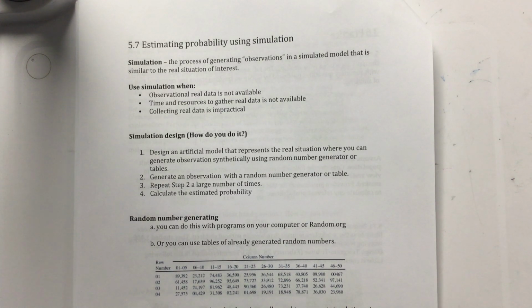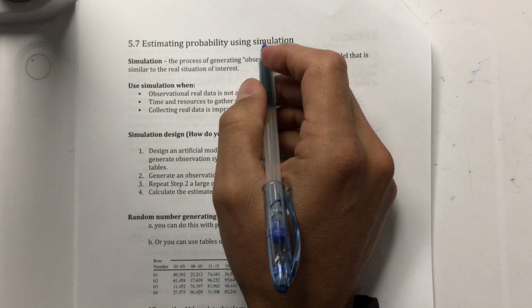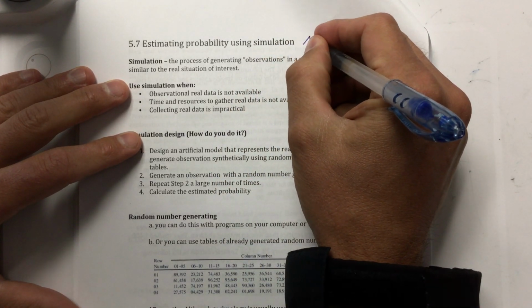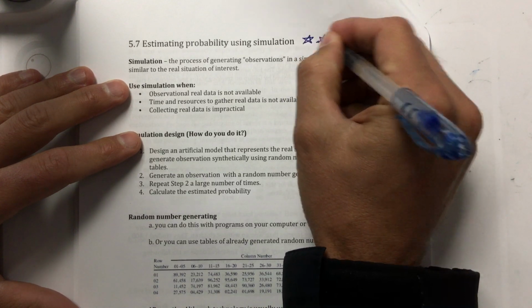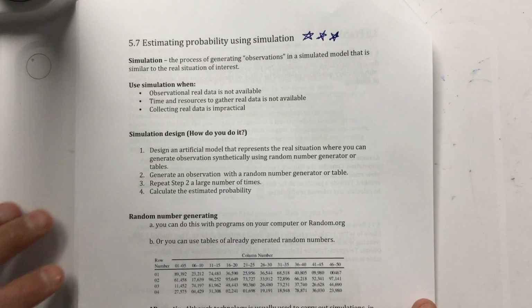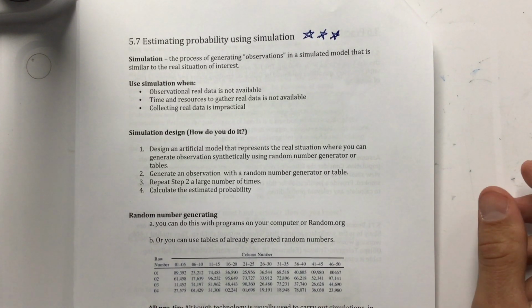All right, 5.7, we're estimating probabilities using simulation. With simulation, for some reason, AP really likes to do these. And so I'm going to give this 3 stars, maybe 3.5 stars. It's likely, about every other year, there's a simulation question.